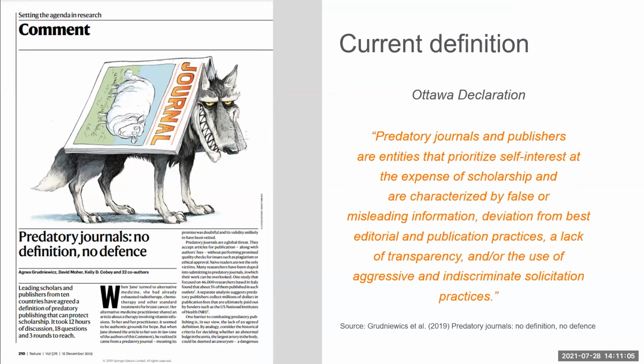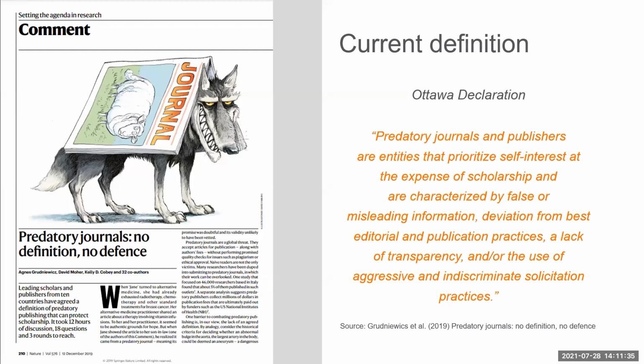they sat together, and it's since known as the Ottawa Declaration, and they came up with this definition: predatory journals and publishers are entities that prioritize self-interest at the expense of scholarship and are characterized by false or misleading information, deviation from best editorial and publication practices, a lack of transparency, and/or the use of aggressive, indiscriminate practices for soliciting research, right?